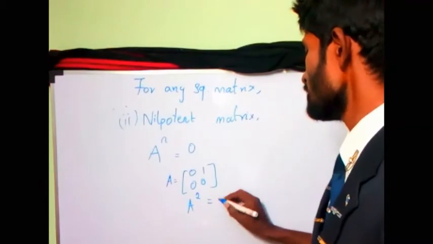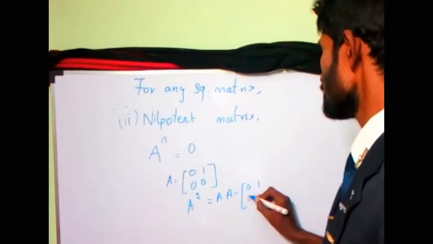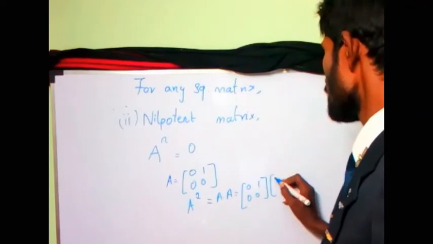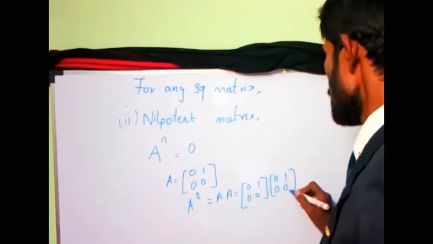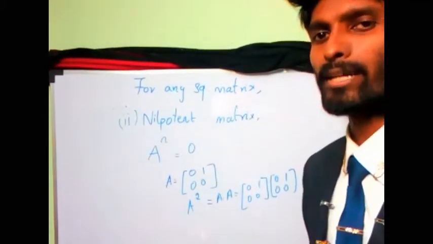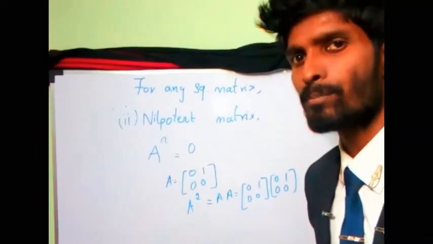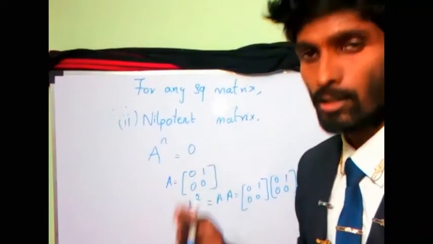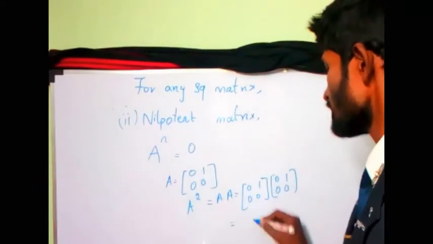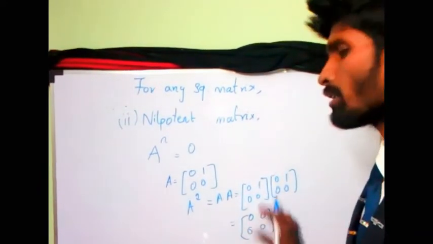A squared is equal to A into A, which is [0, 1; 0, 0] multiplied by [0, 1; 0, 0]. If you want to know about matrix multiplication, look at the previous videos. You may get more help and guidance about this. If you do the multiplication, what I get is [0, 0; 0, 0], and this is called the zero matrix.